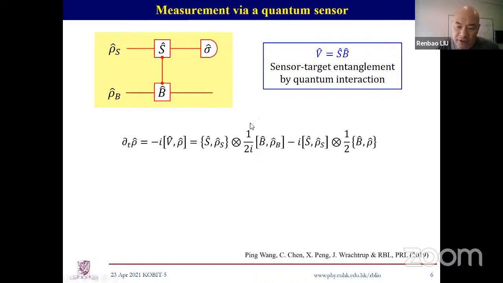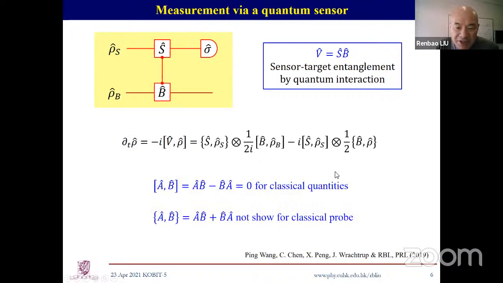So this is just the usual term for a classical probe. However, because the sensor is a quantum object, you can also have a commutator between the state of the sensor and its operator S. Now you have this anti-commutator, right? So you have both terms, okay? That means you can have both the commutator and the anti-commutator showing up in the evolution. And this commutator, of course, is the difference between the exchange orders of the products, which will be zero for classical quantities, right? And this anti-commutator is a symmetric arrangement of this product. But this term will not show up if you have a classical probe, right? So that means by using the quantum sensor, we have new opportunities to access all kinds of correlation functions of the target, if we can design the initial state of the sensor and choose the measurement basis of this sensor, right?